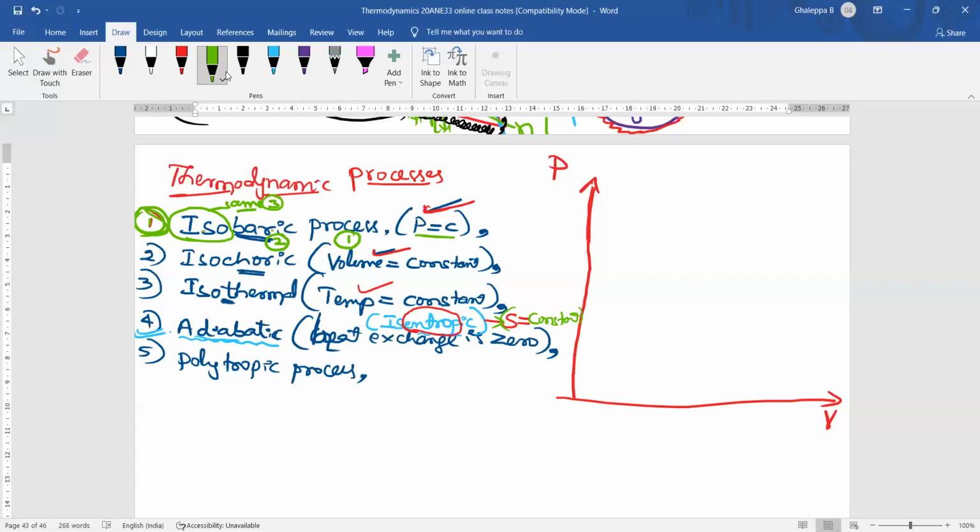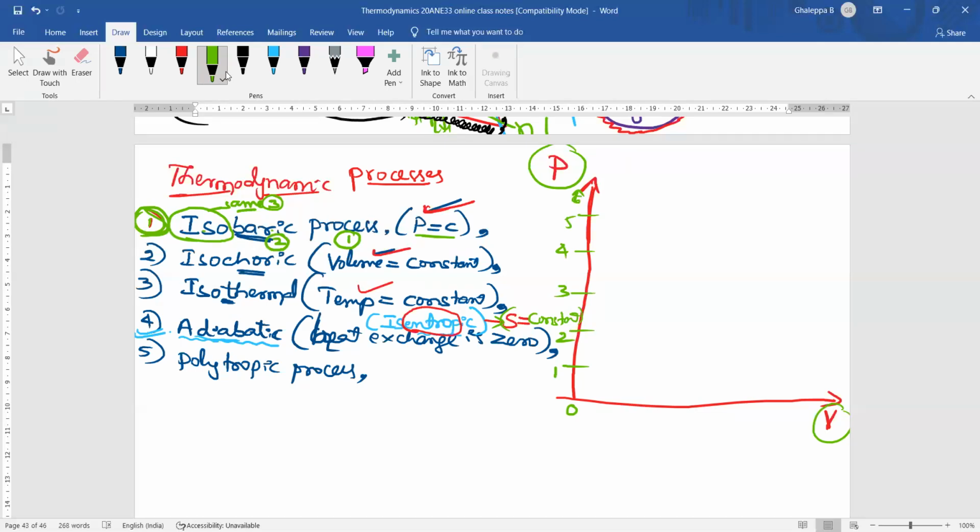So how to represent this on the PV diagram? P is pressure, V is volume. How to represent constant pressure? Horizontal line or vertical line? Constant pressure, for example, 0 bar, 1 bar, 2 bar, 3 bar, 4 bar, 5 bar, and so on. During the process, it should be constant. So how will you represent the process here? Horizontal line or vertical line? Just an example I am telling you.